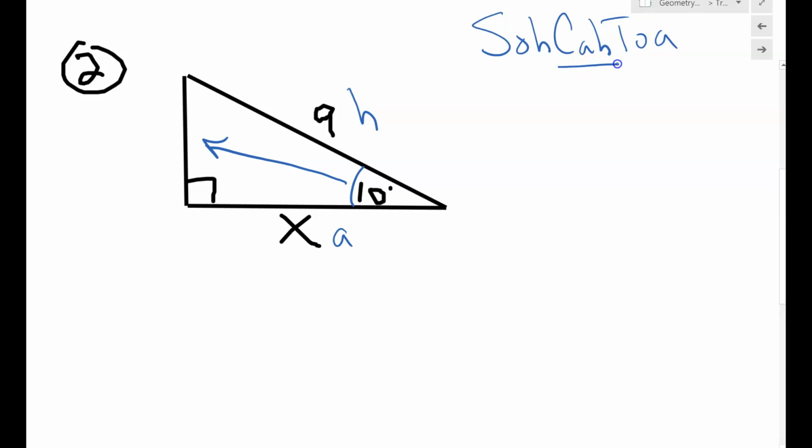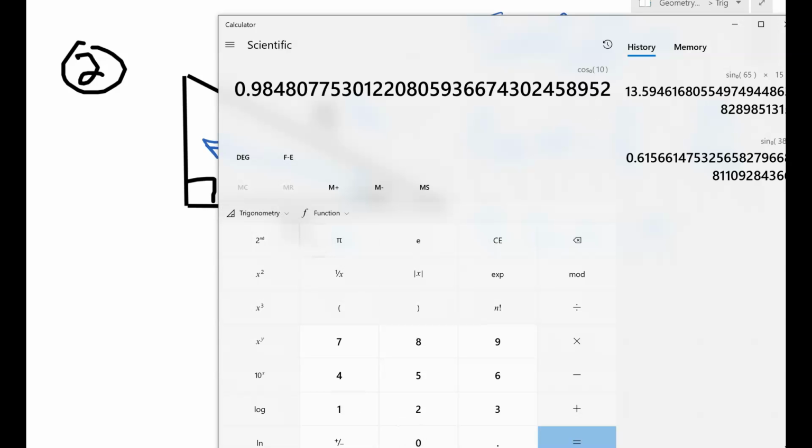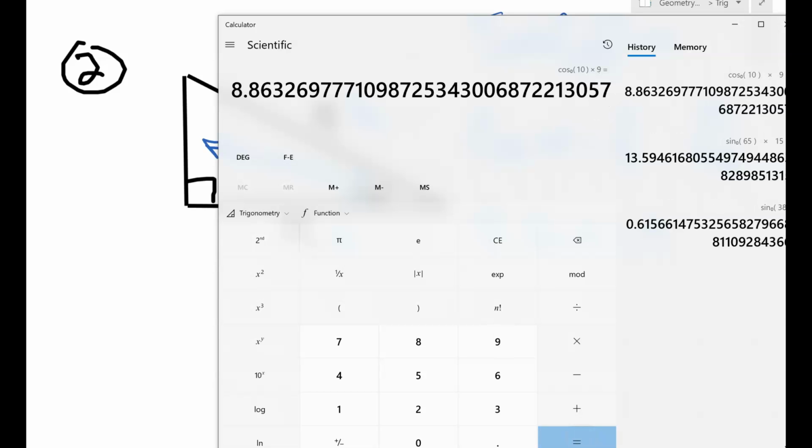And which one is AH? That one, cosine. So we're going to say cosine of 10 degrees equals, remember, it's adjacent over hypotenuse. And what's my adjacent? Well, that's my x, and my hypotenuse is 9. Since x is on top, I'm going to multiply by 9. So this is what I'm typing in my calculator. Okay, again, I'm going to hit trig cosine 10 times 9. The answer I should get, we'll round that to 8.9.